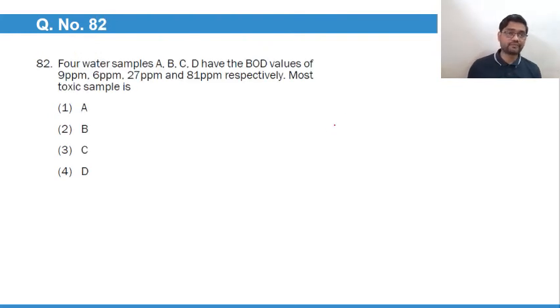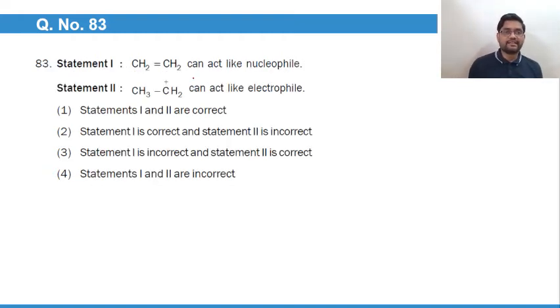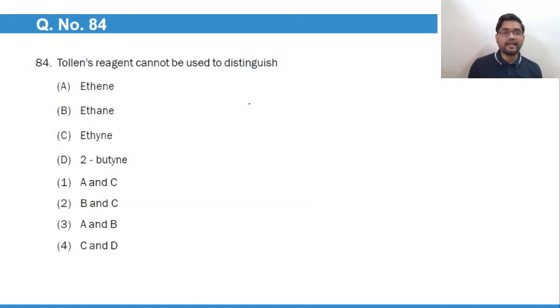Okay. 82. Water samples A, B, C, D, BOD values are 9, 6, 27, 81 respectively, most toxic. Okay, the more the BOD value, the more the toxicity. So 81 belongs to D, option number 4. 83. CH3CH2 minus can act as a nucleophile. True. CH3CH2 plus, that is ethyl carbocation, can act as an electrophile. True. Both are right.